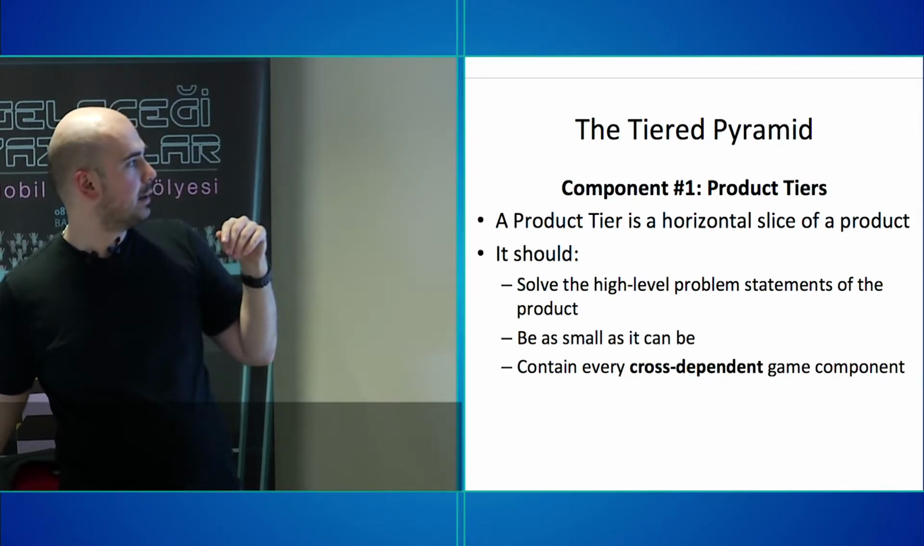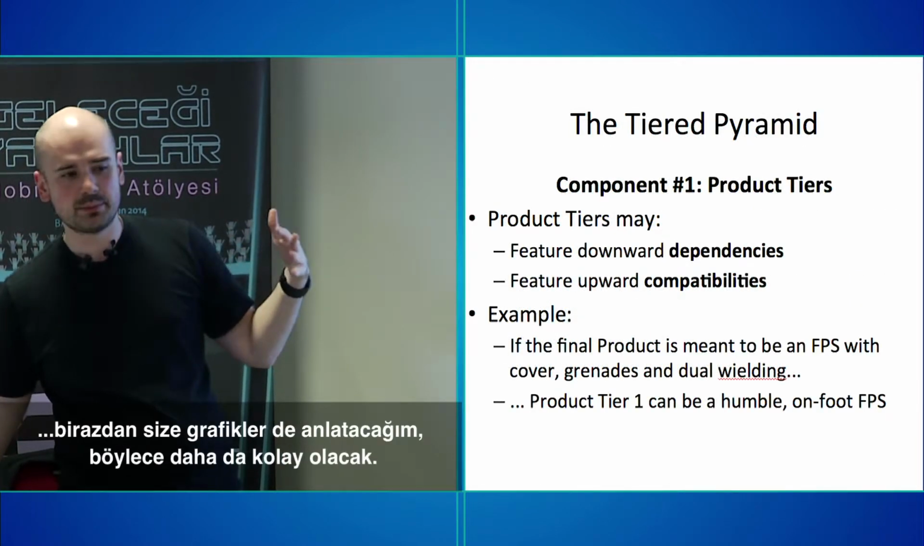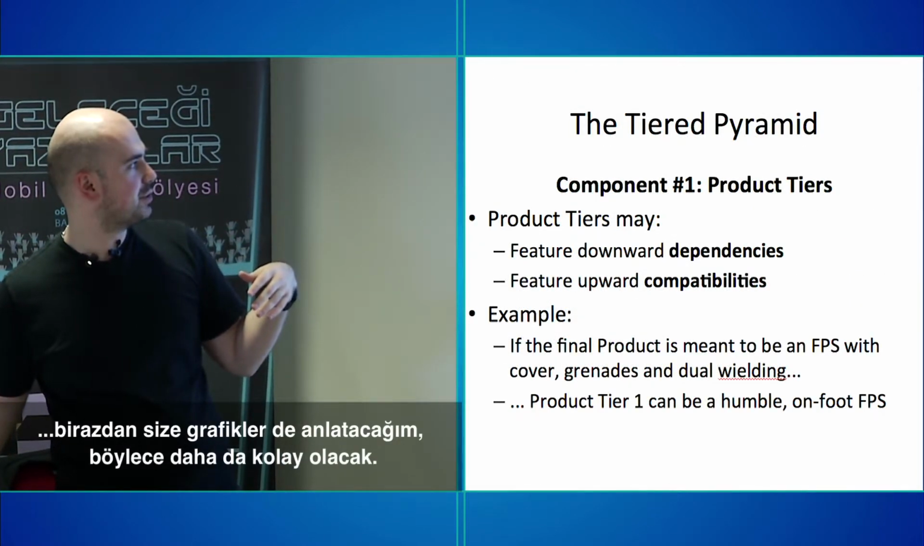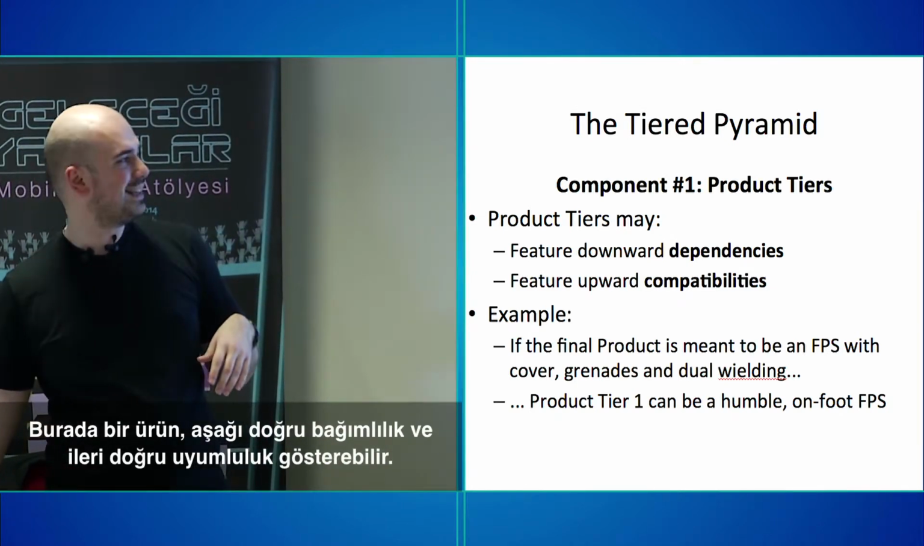Now, usually this kind of stuff is easier to visualize. I'm going to show you some graphics later, so it's going to be easier to understand. So a product here may feature downward dependencies and upward compatibilities.